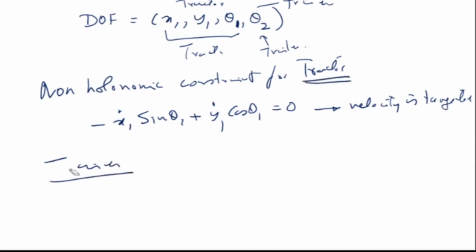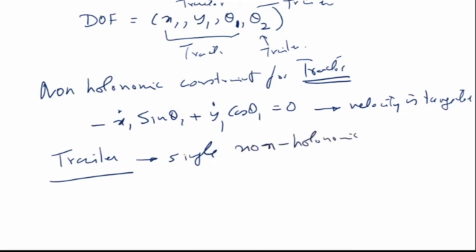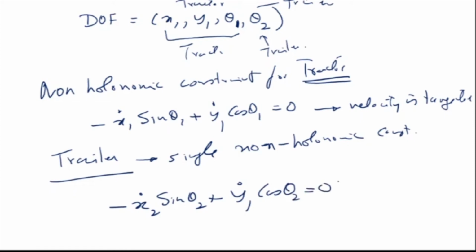The trailer is also subject to a single non-holonomic constraint. Now what is the non-holonomic constraint? It is minus x2 dot sine theta 2 plus y2 dot cos theta 2 is equal to 0. Sorry, it is not y1, it is y2. You see that it's almost similar to the tractor's. It is also a velocity constraint, saying that it cannot go sideways. So both these constraints say the tractor cannot go sideways and the trailer also cannot go sideways.